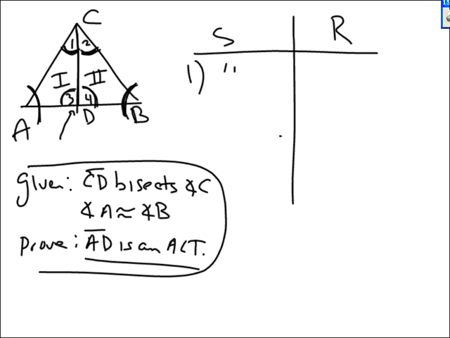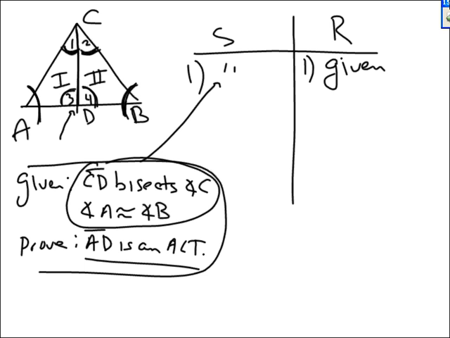So statements, reasons. Statement 1, put whatever your teacher likes you to put. If you're the teacher, you tell them what to put. If you're not sure what to tell them, put the givens. Number 2. Angle 1 is congruent to angle 2. So we do, in fact, have that. And in a moment, I have to write the reason, and we're having A and B are congruent.